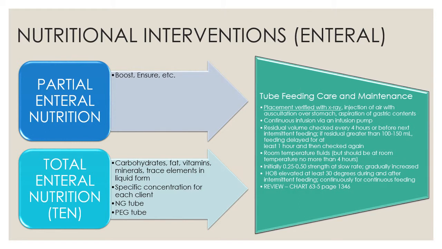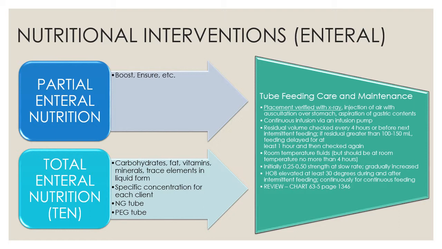And tube feeding care and maintenance includes verifying placement of the tube with an X-ray. There's an injection of air with auscultation over the stomach and aspiration of gastric contents. Continuous infusion is done by an infusion pump. The residual volume is checked every 4 hours or before the next intermittent feeding. If the residual is greater than 100 to 150 mLs, the feeding is delayed for at least an hour and then checked again. The fluid should be at room temperature.